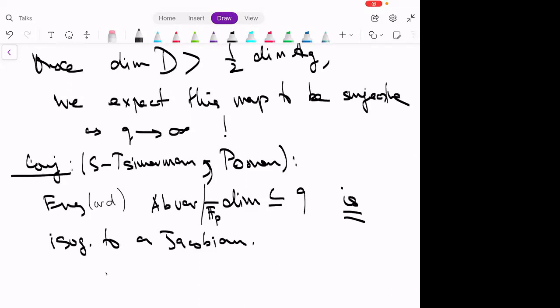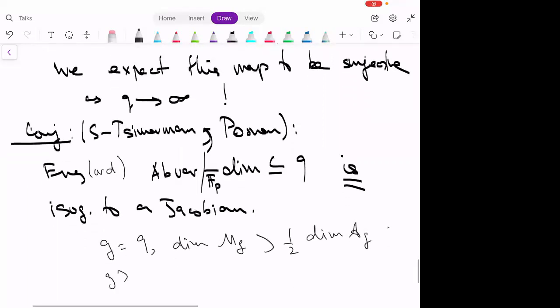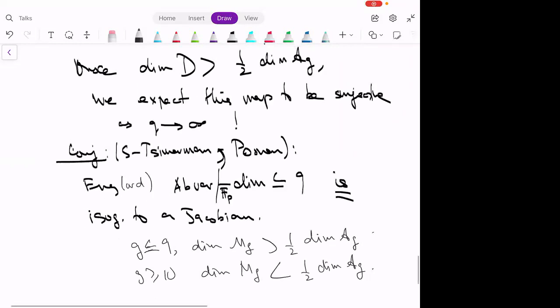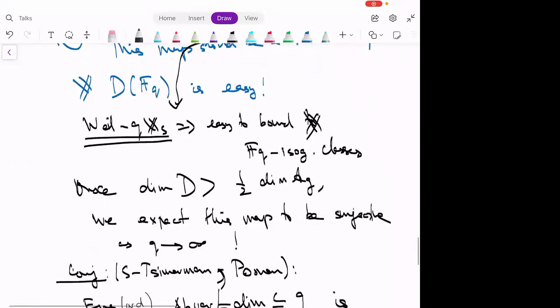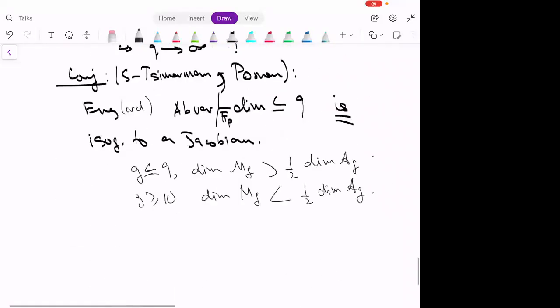Because if g is 9, then the dimension of M_g is bigger than half the dimension of A_g. And if g is equal to 10, then the dimension of M_g becomes less than half the dimension of A_g. So it's exactly between 9 and 10 where you cross the threshold. And so just doing this simple count suggests that the answer over FP bar is very different.